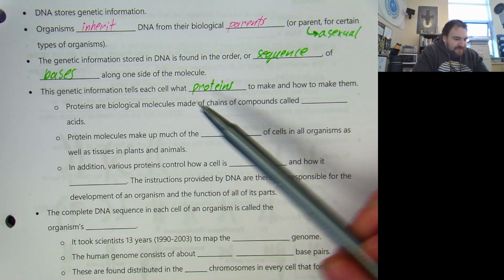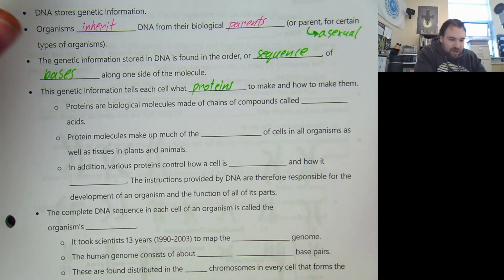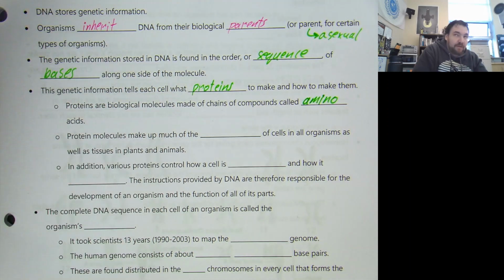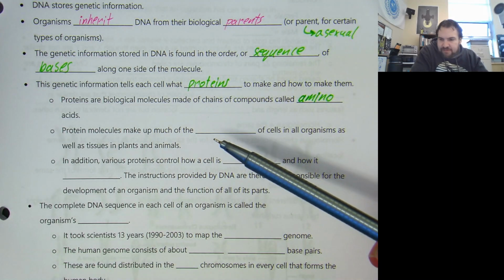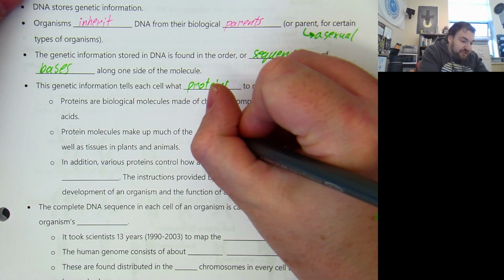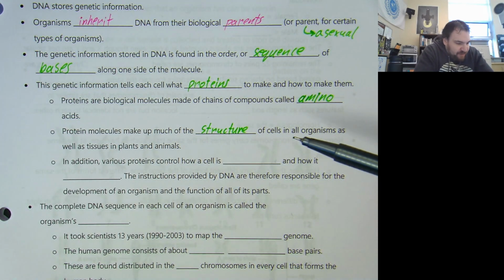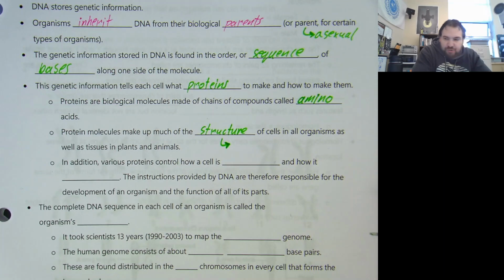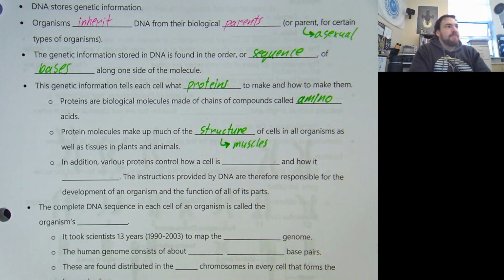Okay, cool. So, proteins. Proteins are biological molecules made up of chains of compounds called amino acids. Protein molecules make up most of the structure, is the word we're going to use in here, of cells in all organisms, as well as tissues, plants, and animals. So when we talk about structural proteins, they're things like muscles. Muscles are a protein.